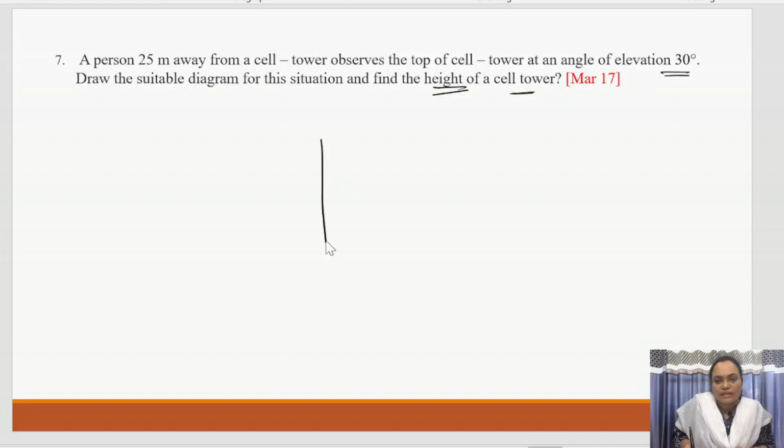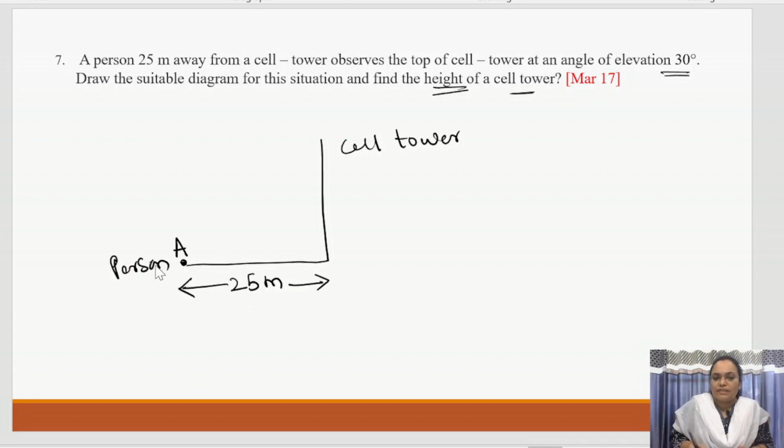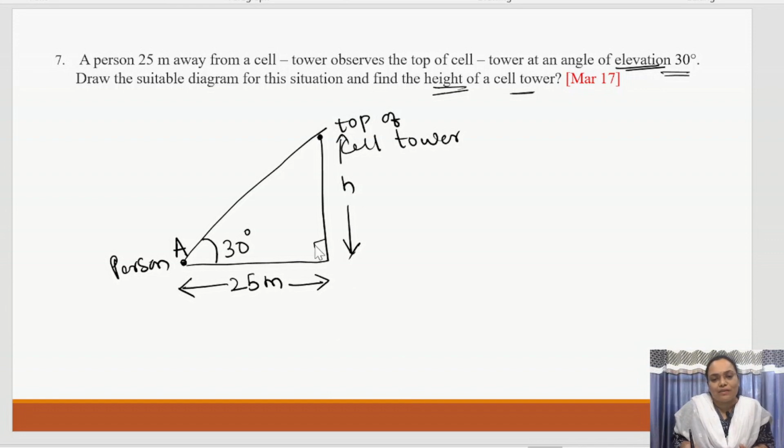So this is the cell tower. You have a person here. He is 25 meters away. A person is 25 meters away from the cell tower. Observe the top of the cell tower. So this is top of the cell tower. So he is seeing the top of the tower. He is seeing top of the cell tower at an angle of elevation. It is 30 degrees. So this is the height of the cell tower. So we need to find the height of the cell tower.